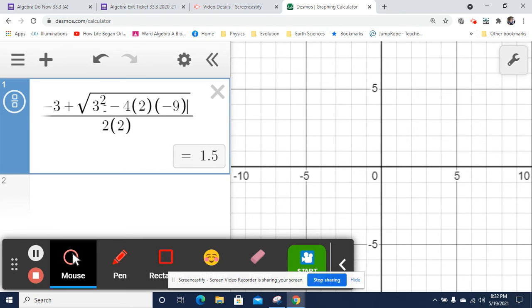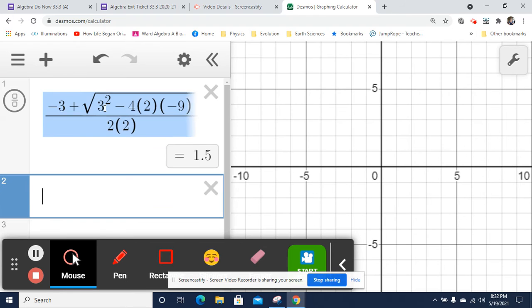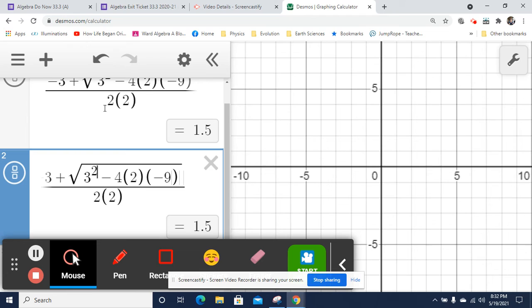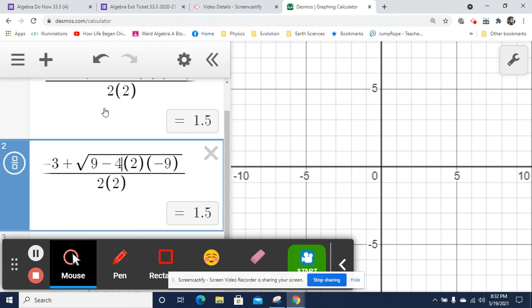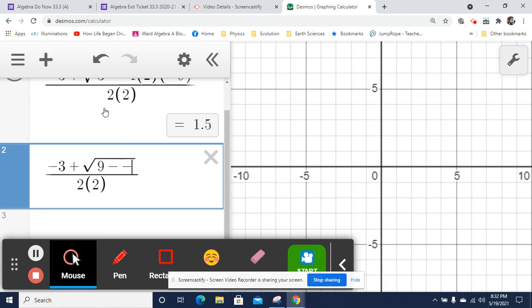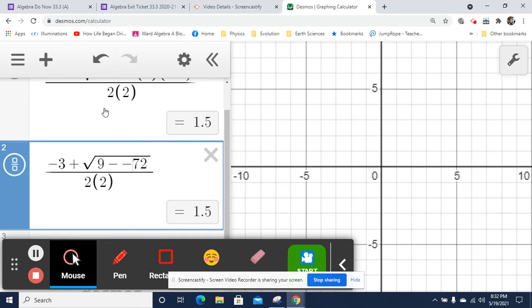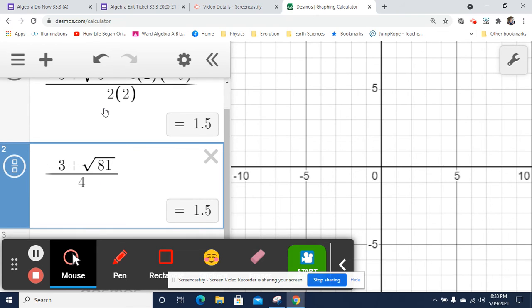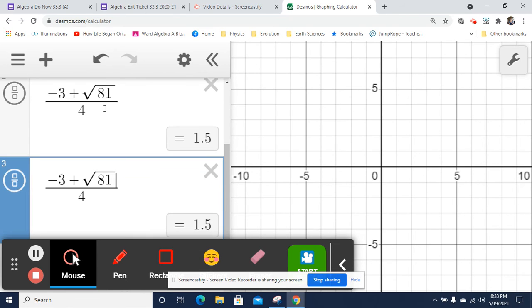But let's actually work through this. I copy pasta this. Let's see, 3 squared is 9. Just to simplify things, 4 times 2 is 8. Oops, that's not an 8. That should be an 8. And then 8 times negative 9 is going to be negative 72. So that's going to be 9 minus negative 72, or 9 plus 72, which we can further simplify into 81. Down here, 2 times 2 is 4. And now we can get the square root of 81.